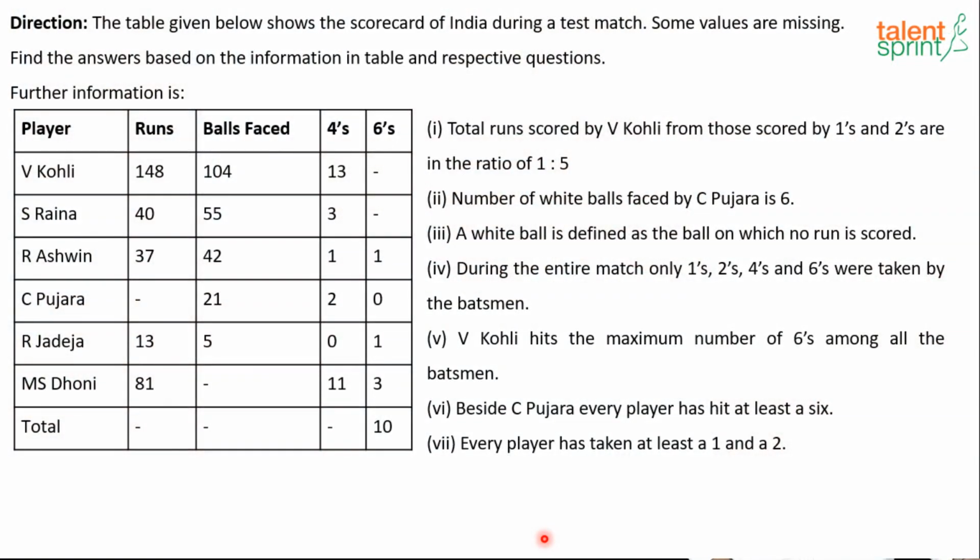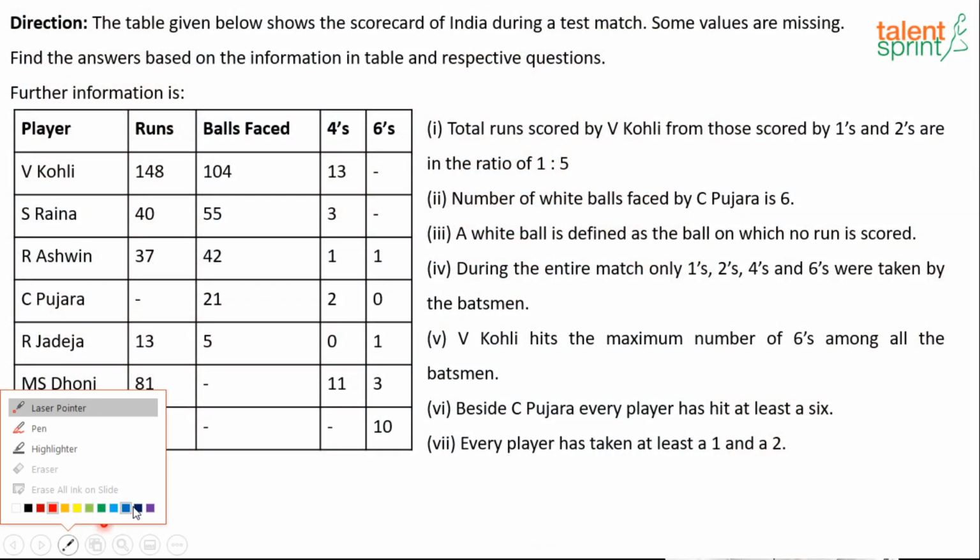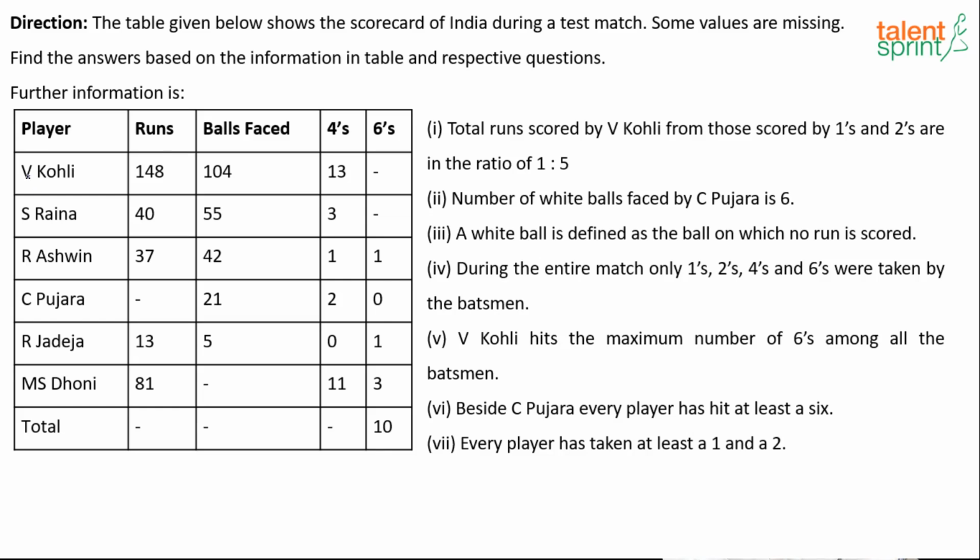So here we go. First and foremost, we have 6 players here, and number of runs scored, balls faced, fours and sixes. Now what is important is to understand these 7 points. First point is about Kohli, which says the number of runs scored by Kohli in the form of ones and twos are in the ratio of 1:5.